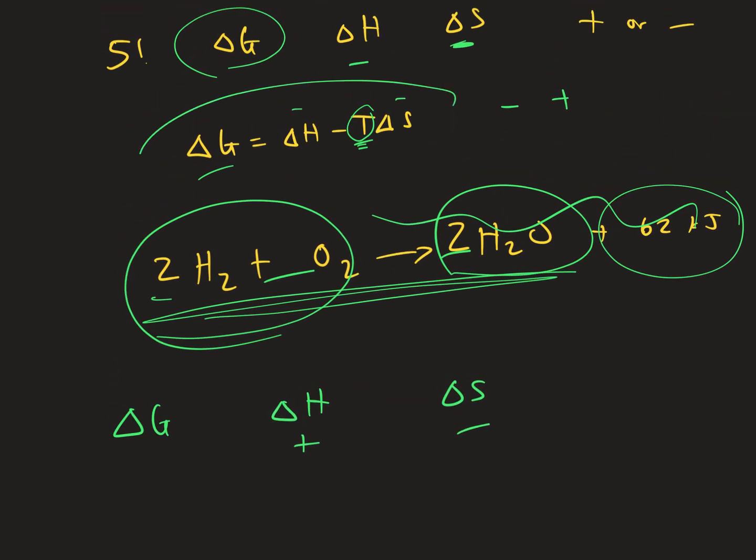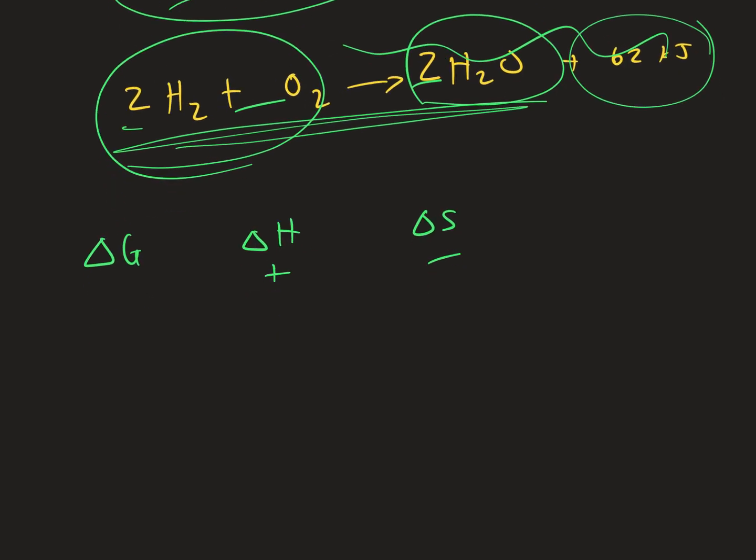Well, we have this equation to guide our thinking. Delta G is equal to delta H minus T delta S, right? We have a positive number. Let's change this color so we can see a positive minus a negative. What's minus a negative turn into? Positive. That means delta G is positive.